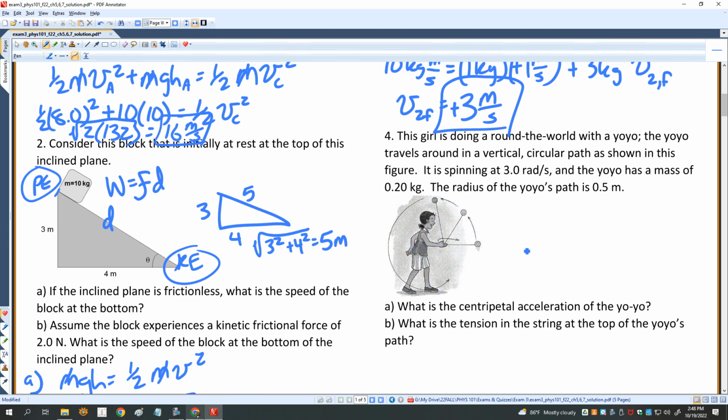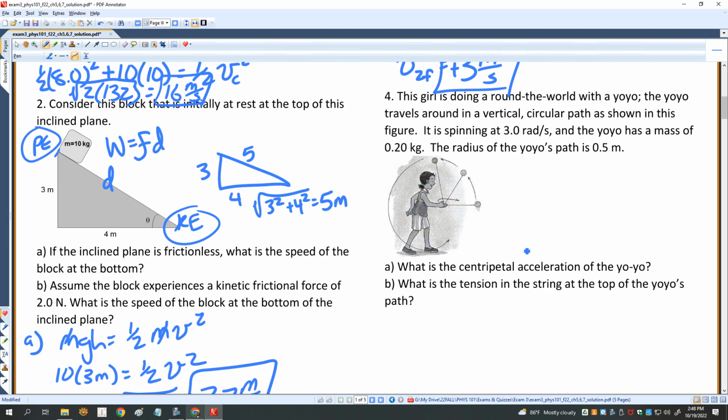All right, so this girl is doing around the world with a yo-yo. The yo-yo travels on a vertical circular path, shown in this figure. It's spinning at 3 radians per second. The yo-yo has a mass of 0.2 kilograms. The radius of the yo-yo's path is 0.5 meters. So first, I want to know the centripetal acceleration. That's going to be v squared over r. I don't give you v, though. I give you omega right here, so it's probably easier. Let's write down everything I know to use that alternate form. Omega is 3 radians per second. The radius is 0.5 meters.